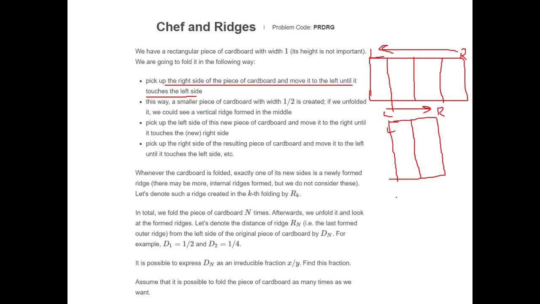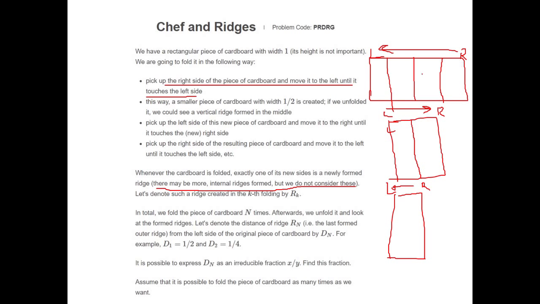And then when we fold it again, we will be folding it from right to left. So one time from right to left and the other time from left to right. Let's see it ahead. When the cardboard is folded, exactly one of its new sides is a newly formed ridge. So this line is important because this will tell us which ridge we will be selecting. That is, let's see what's written in brackets. There may be more internal ridges formed which we don't consider.